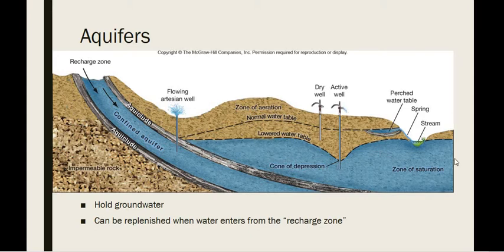So aquifers hold groundwater and are only replenished when water enters through a recharge zone. So this confined aquifer is only recharged here in this small space. This portion of the water table is going to be recharged anytime water infiltrates through the ground.